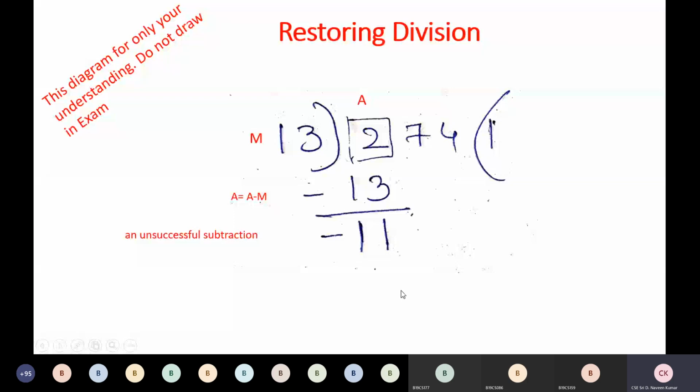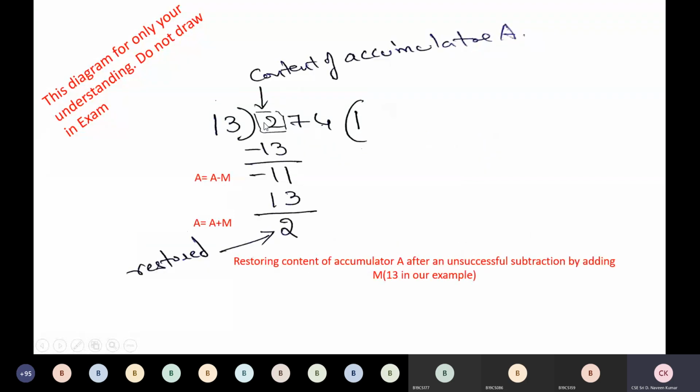So అదే మీకు నెక్స్ట్ స్లైడ్ లో చూపెట్టాను. So you can see 13, you're dividing 274. So we already know the 2 is the contents of accumulator A, right? And I am doing 13 ones the minus 13. This is A minus m operation. This is A, this is m. So A minus m operation. We get minus 11.